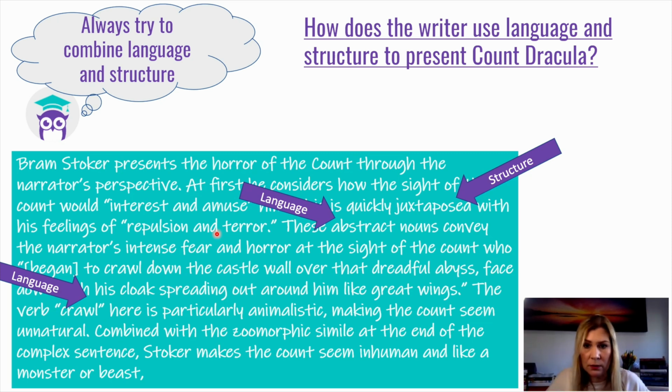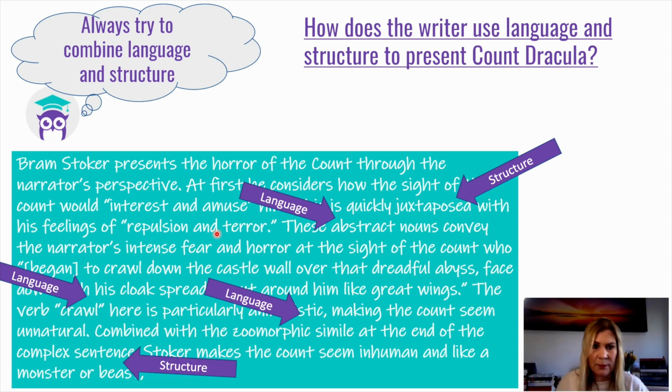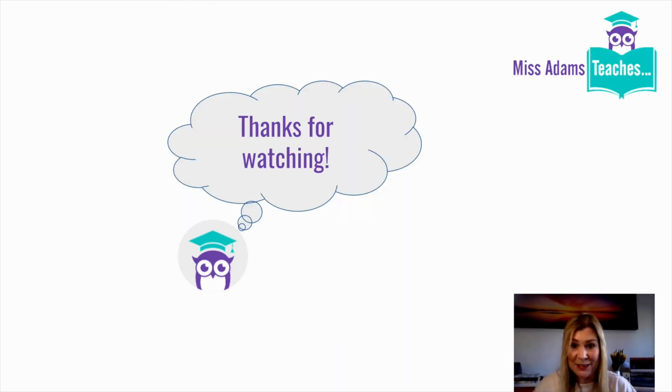Verb crawl, oh, language again, here is particularly animalistic, making the count seem unnatural, combined with zoomorphic simile, oh, more language analysis. At the end of the complex sentence, structure, Stoker makes the count seem inhuman and like a monster or beast. Everything I'm doing there is answering the question, but in that one paragraph, I've hit 1, 2, 3, 4, 5 different things. 2 structure points, 3 language. If I write 2 of those, I'm golden. I've got full marks. So I invite you to have a little look at that and try as well.